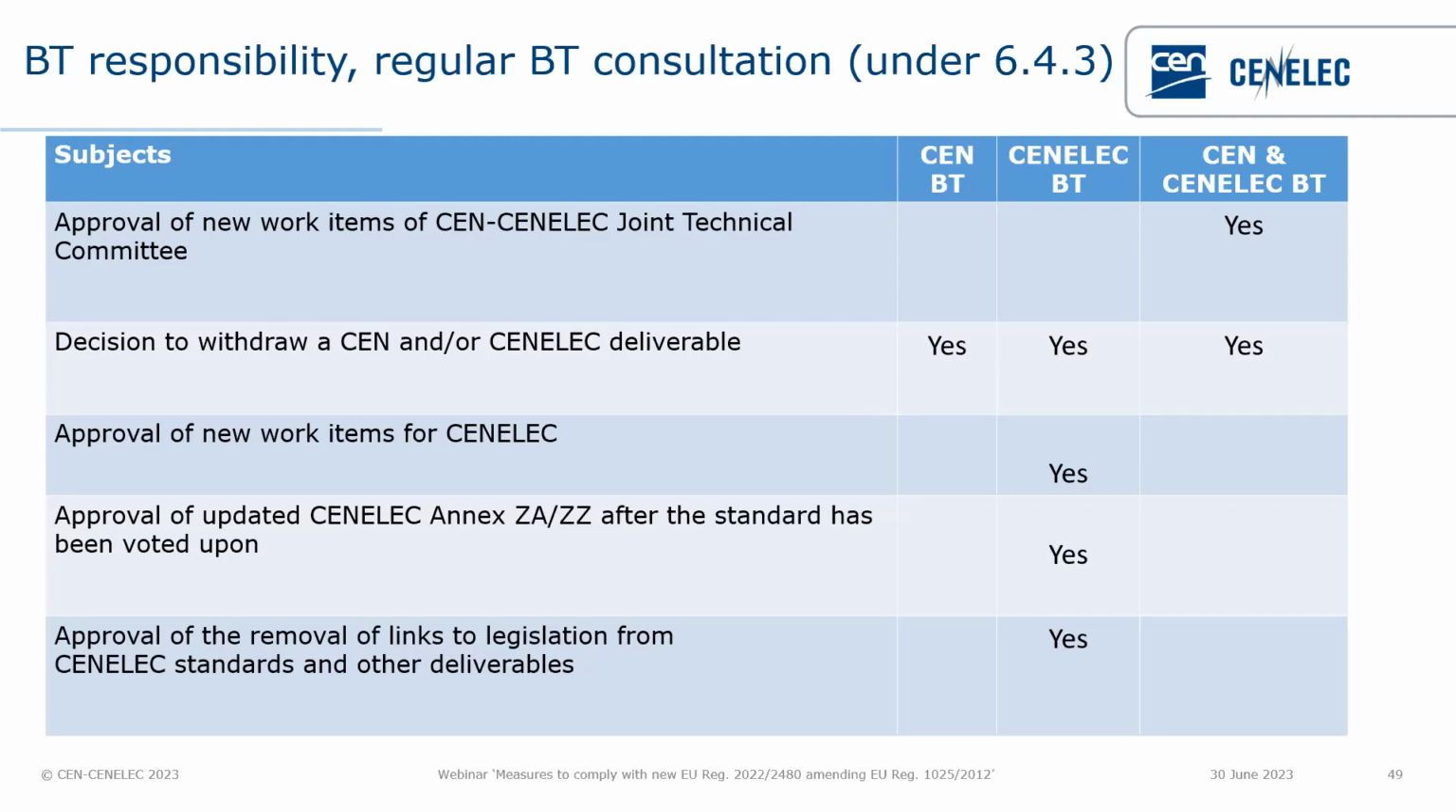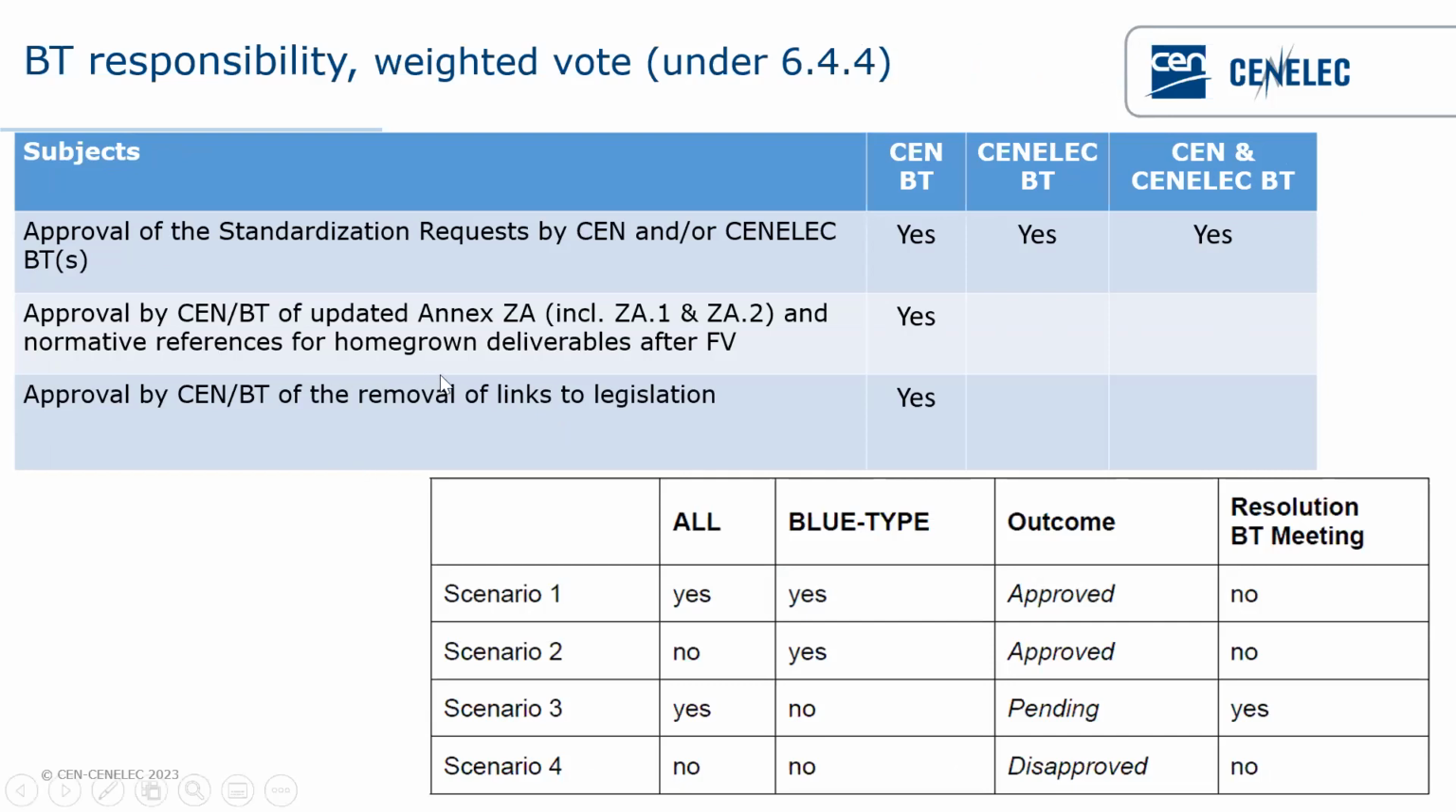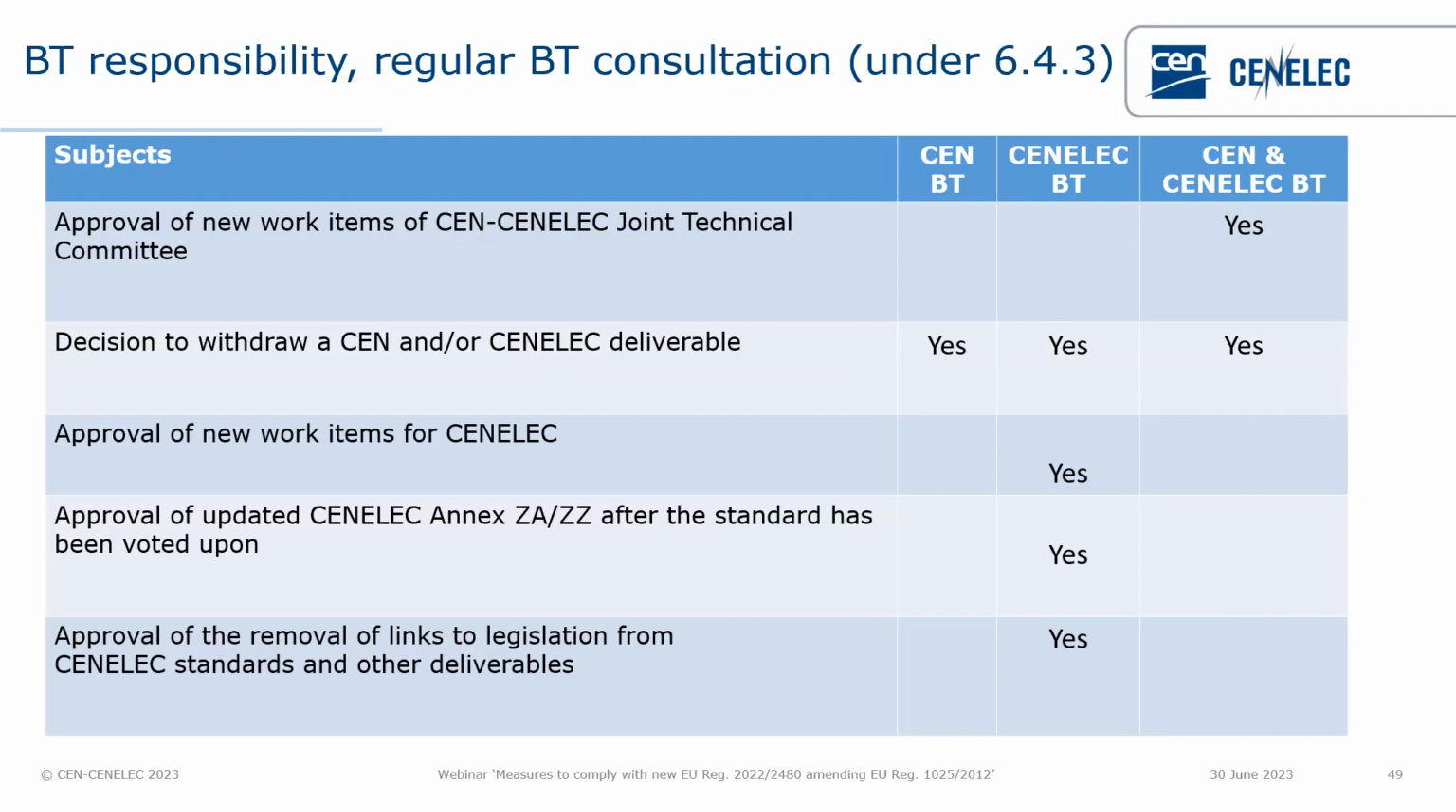Same, the approval of the Annex ZZ is a CENELEC BT decision, while in CEN it was via weighted vote. In CENELEC BT it is not a weighted vote, that's why it's here. And the same for the approval of links to legislation from CENELEC standards. In CEN it is a weighted vote, so it was the last item, number 3 here, while in CENELEC it is a regular CENELEC BT consultation.